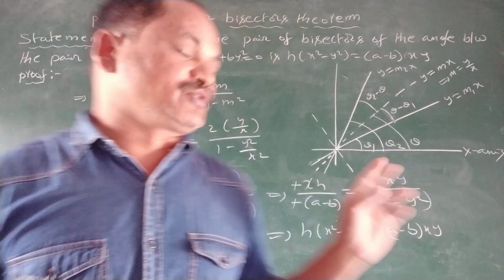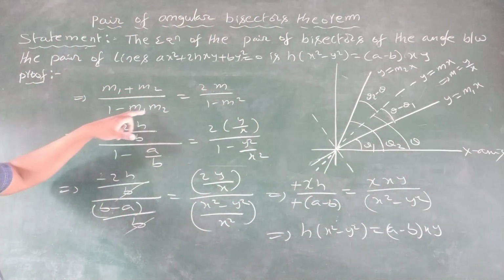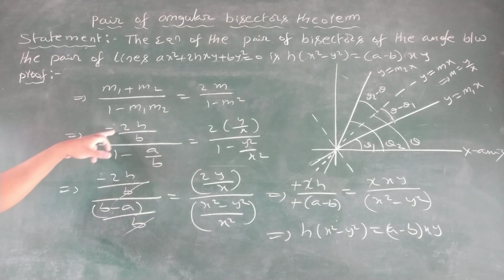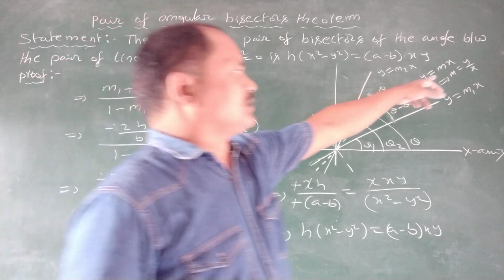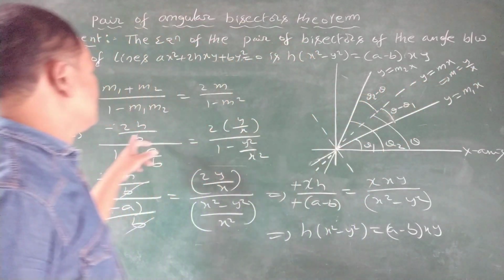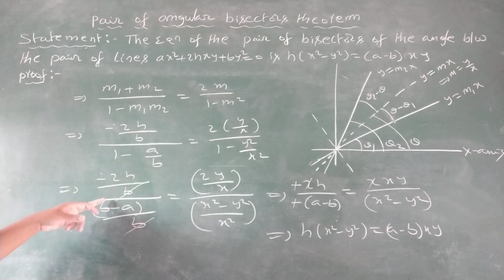That's all. Now we have to substitute in place of m1 plus m2 minus 2h by b, m1 m2 a by b. So minus 2h by b by 1 minus a by b. Here in place of m we have to substitute y by x. That's all. Now simplify this. Minus 2h by b, LCM is b, minus a by b.